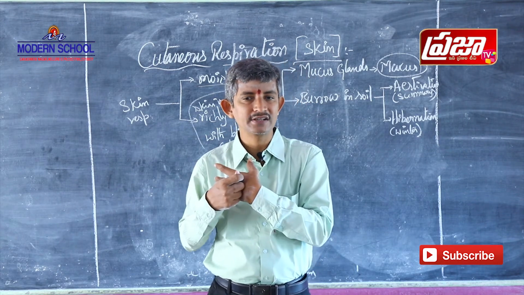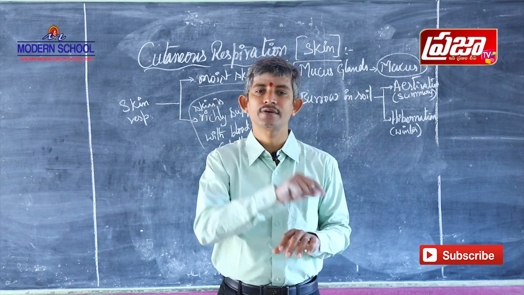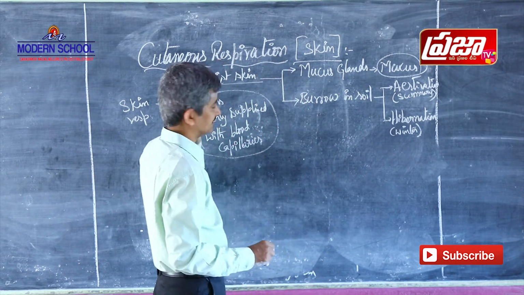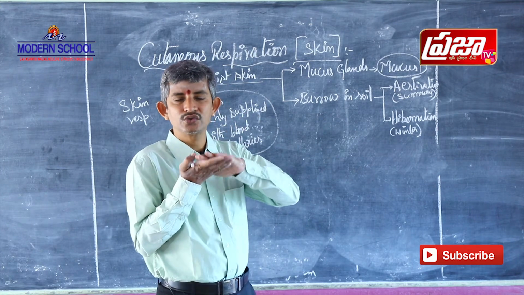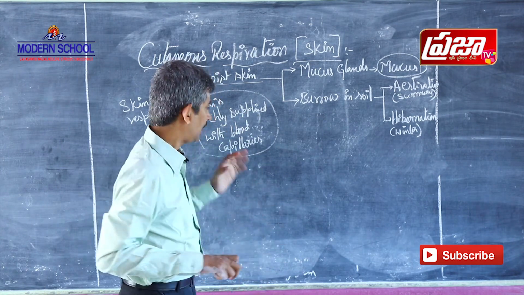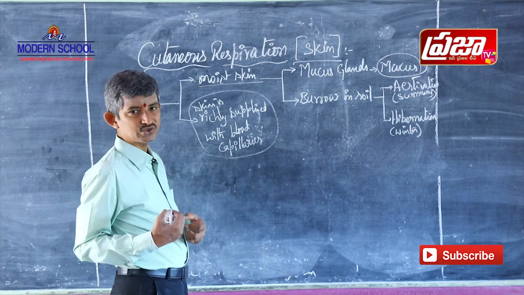Then why can't we respire through the skin? Because our skin thickness is more. Their skin thickness is less, and the blood vessels are present richly just beneath the skin. So, this is the way it is respiring. And how are they absorbing oxygen?